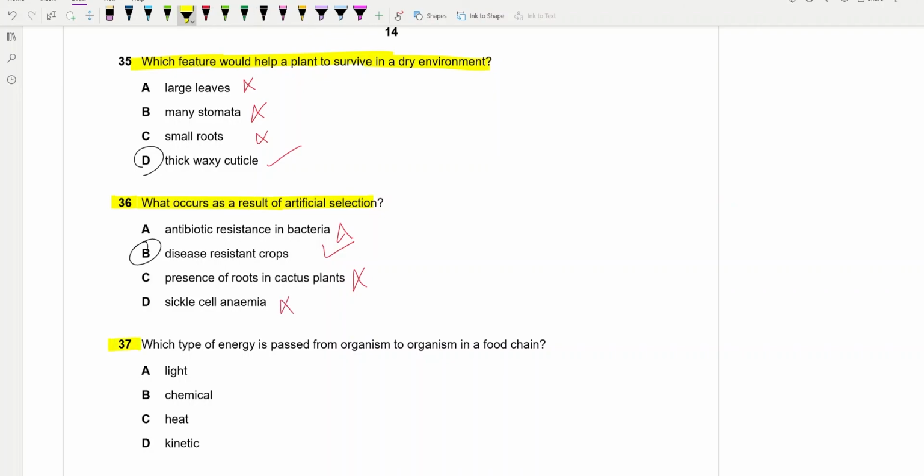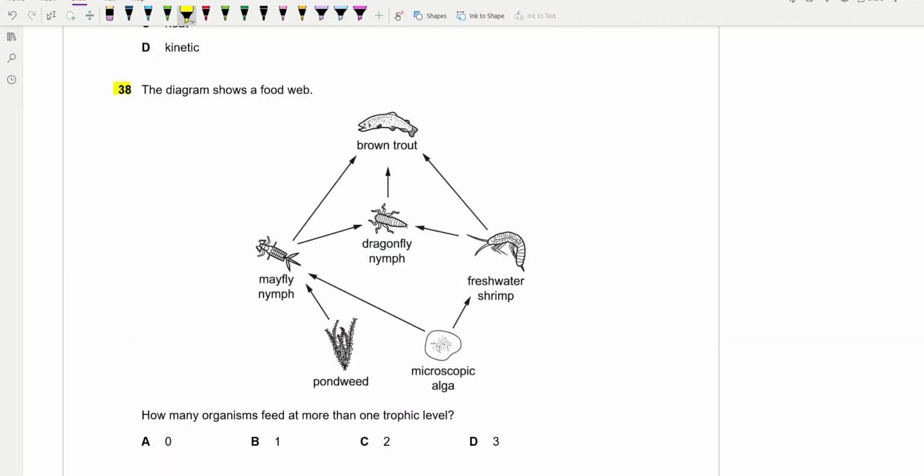Question number 37. Which type of energy is passed from organism to organism in a food chain? So the energy that is passed is chemical energy. So the correct option would be option B. Question number 38. The diagram shows a food web. How many organisms feed at more than one trophic level? So there is only one animal, brown trout. So the correct option would be option D.